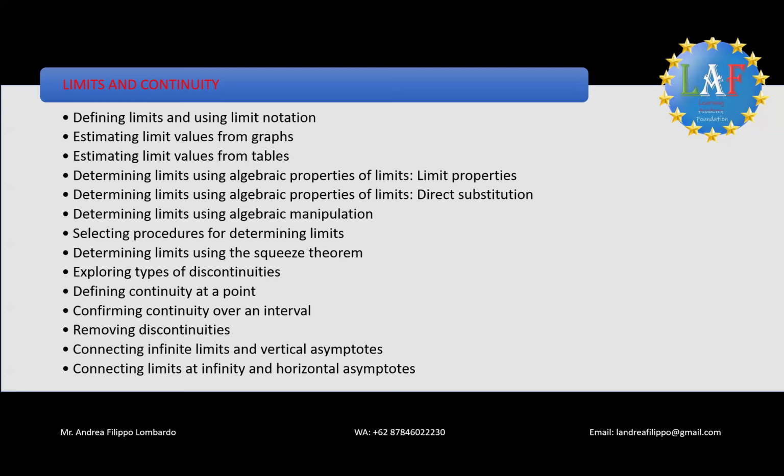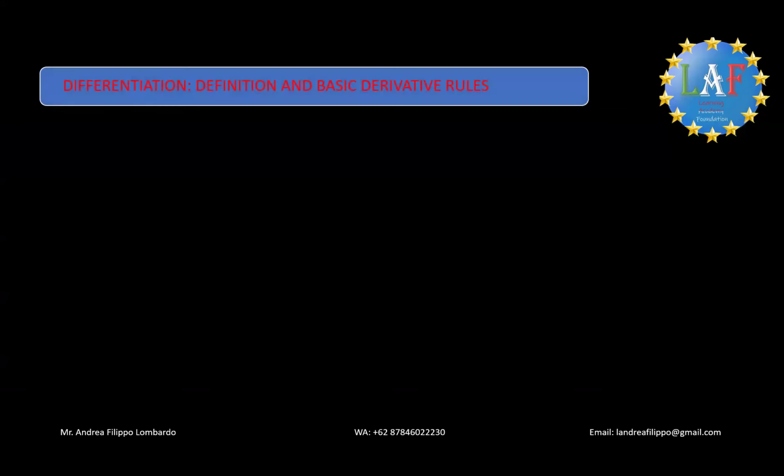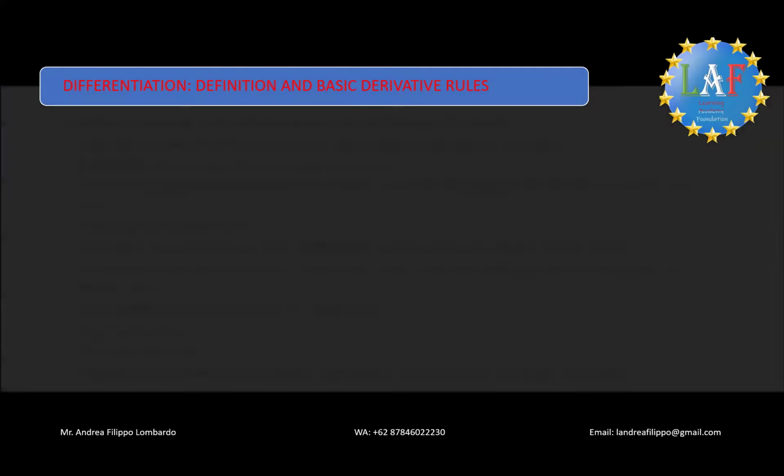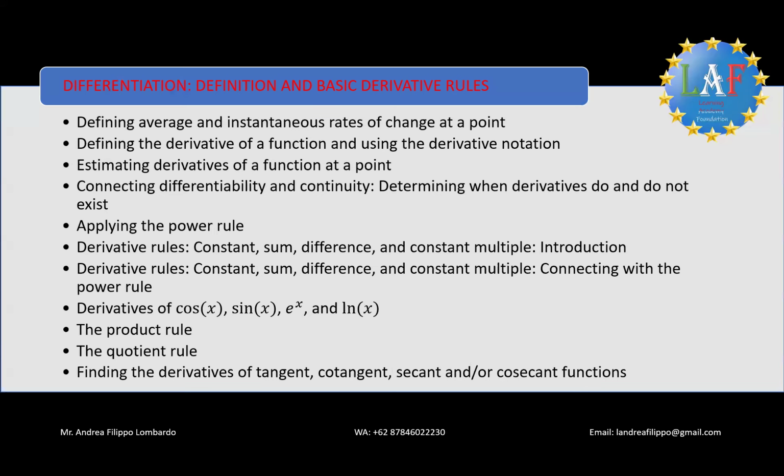Next section will be about differentiation, the definition and basic derivative rules, where the students will see that the derivative of a function describes the function's instantaneous rate of change at a certain point. It gives the slope of the line tangent to the function's graph at that point. So they will see how they define the derivative using limits and learn to find derivatives quickly with the very useful power, product, and quotient rules.